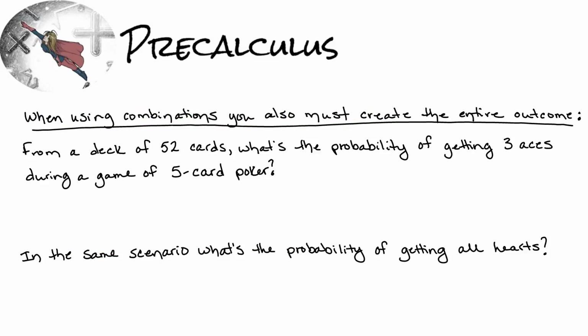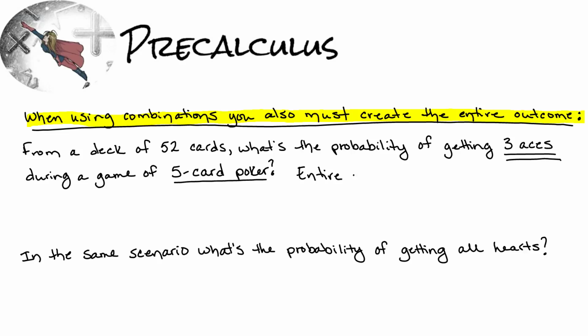Now, on our next page, we continue talking about combinations. My point here is that when you're using combinations, you also must create the entire outcome in the fraction that you're writing. In this example, it says, from a deck of 52 cards, what is the probability of getting 3 aces during a game of 5-card poker, which means you're going to get 5 cards altogether. So here's what I mean about the entire outcome.